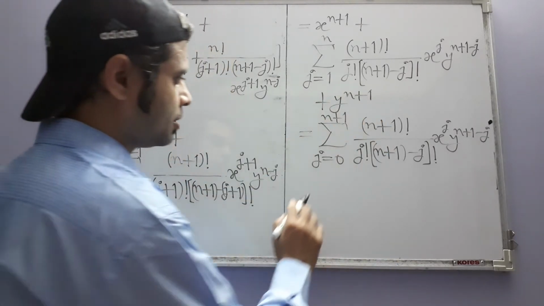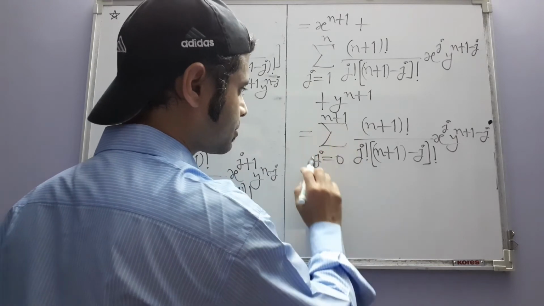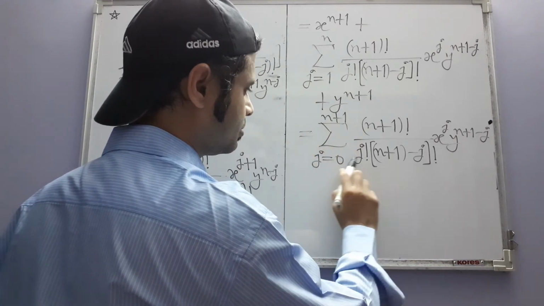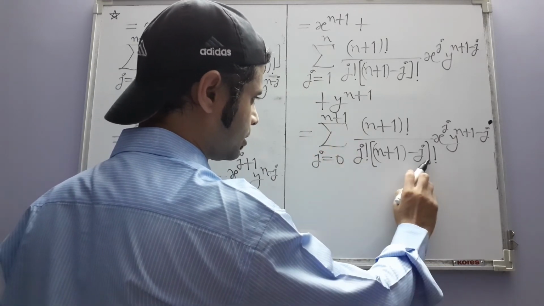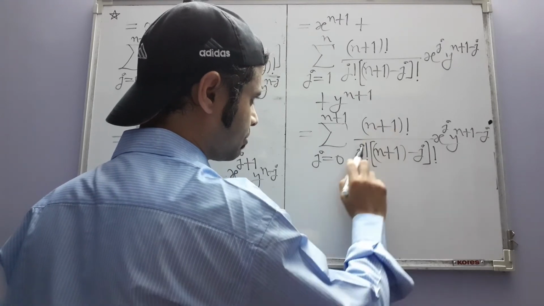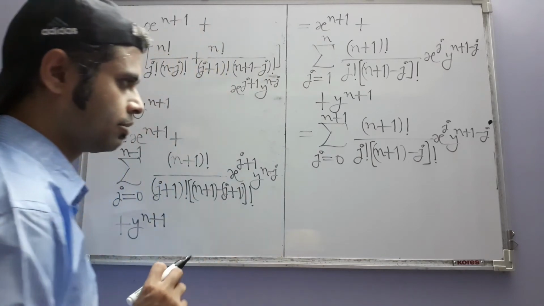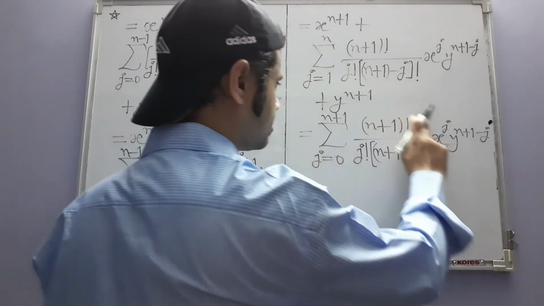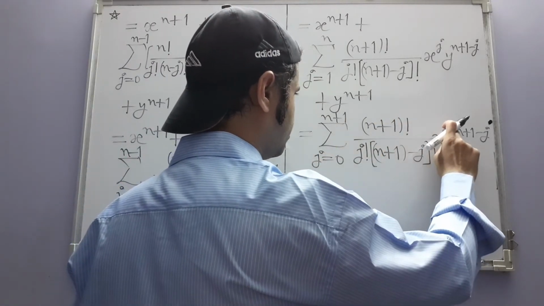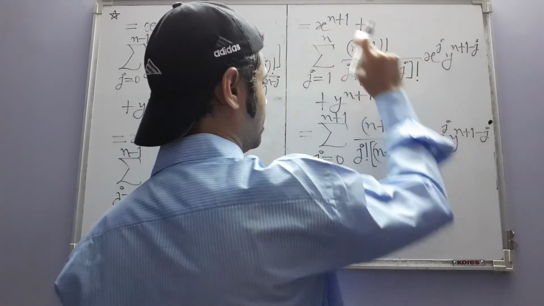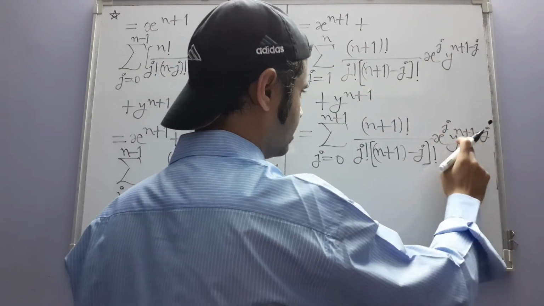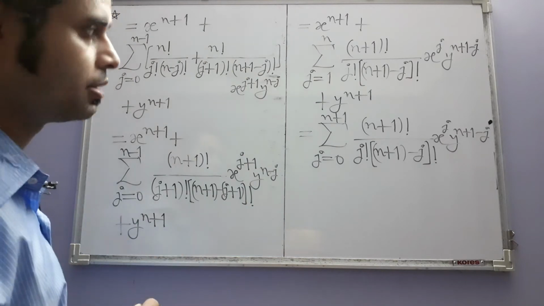And what happens when you take j equal to n plus 1? Again, if you do the calculation here, n plus 1 factorial cancels out, and in the denominator you have 0 factorial. So that also becomes 1. So this thing vanishes. Here you have x to the power n plus 1, and this term vanishes because it becomes y to the power 0.